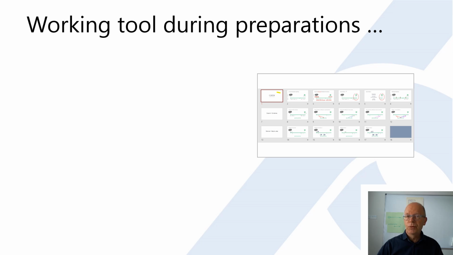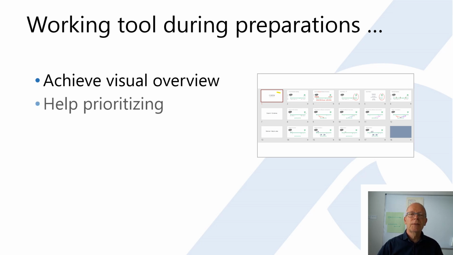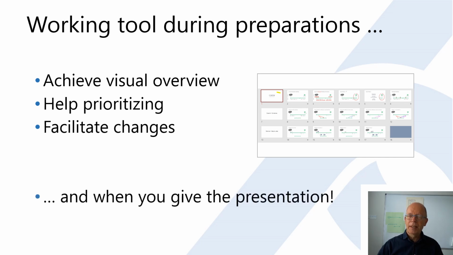A print overview is a very effective working tool during preparations. You have an overview of your entire talk, the content of your talk. It can help you when you prioritize among topics and thereby facilitate it when you want to make changes in your talk. But even more, when you give the talk, it can help you keep the overview. We'll come back to that much more. I'll just start by showing you how you prepare the print overview.